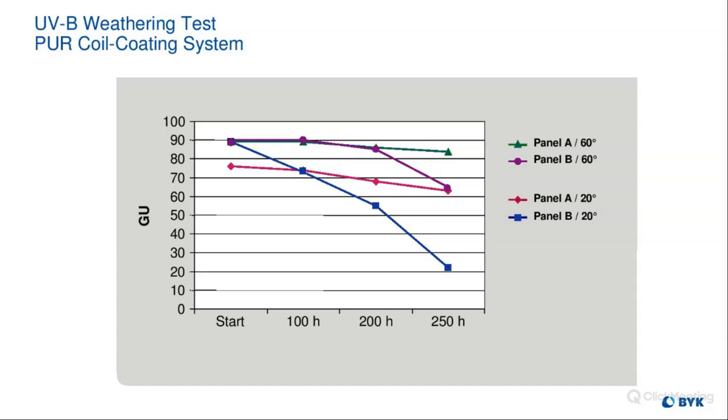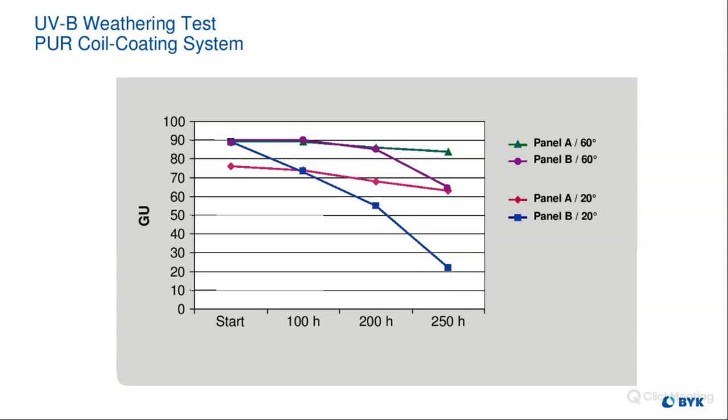Now, when we look at the 20-degree data, we see that they start off different already. Visually, that would correlate better because we're in this higher gloss region of the scale. Then after 100 hours, they start to look similar, and after 200 hours, they start to separate again. So they visually look different and they're being measured differently. After 250 hours, we see a big difference in their gloss levels.